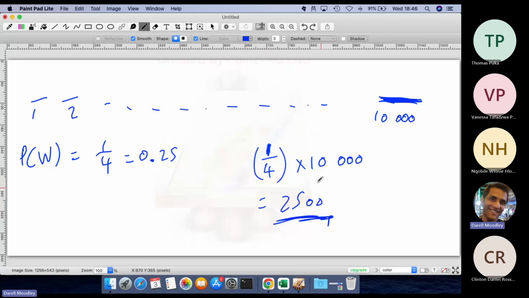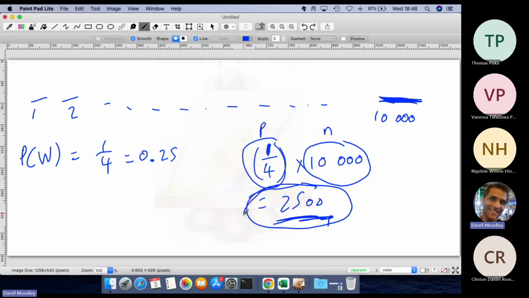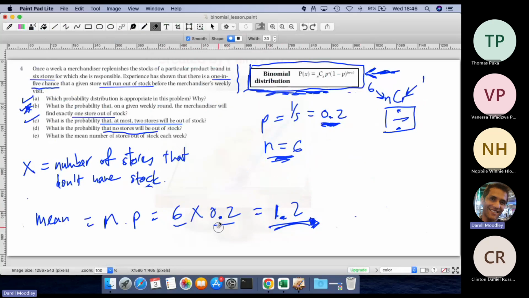So how you work this out is because this whole thing is your P, and this is your N, the number of trials times the probability of winning. That's how you get your average. The average number of times you expect to win is 2,500. It's the exact same principle as what we just did. The chance of a store being out of stock is 0.2, and the number of stores is 6. So you multiply your N and your P, and that's the average number of stores you expect to run out of stock. So that is the binomial distribution.